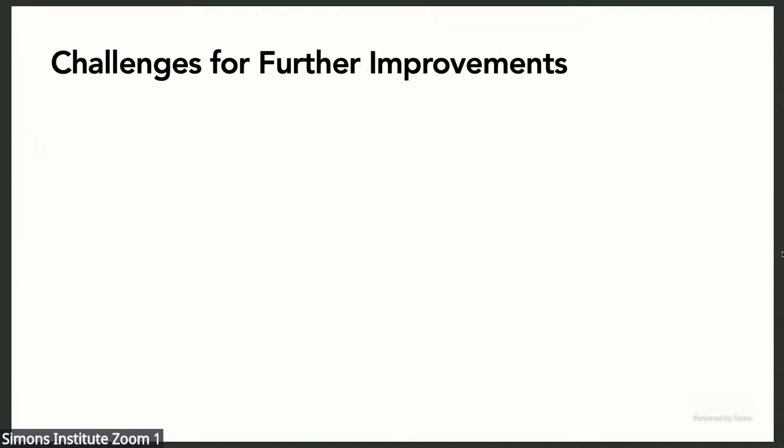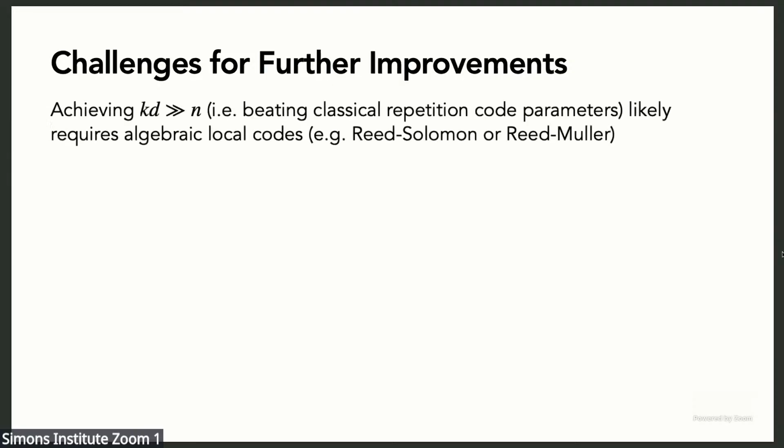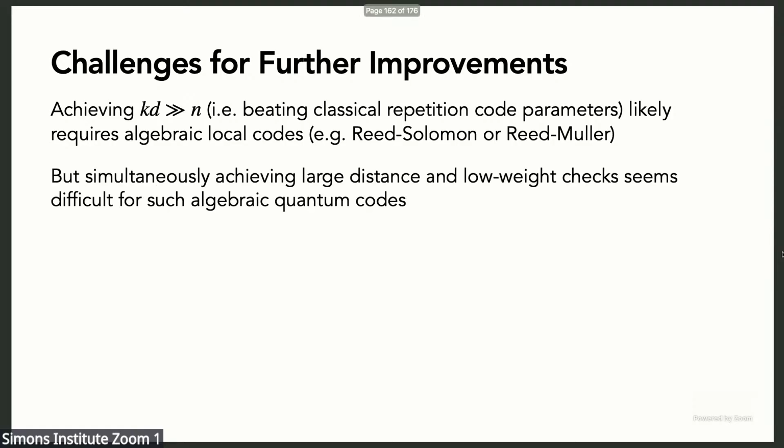Great. So now to wrap up, I'll just highlight some challenges for further improvements. What we really want to do is beat the classical repetition code parameters. And I think this probably requires using algebraic local codes. I'm not 100% sure, of course. I don't know a proof of this. But it really seems to run into this challenge that we have of getting algebraic local codes to have the multiplication property, and also wanting low weight checks and large distance just seems really difficult.